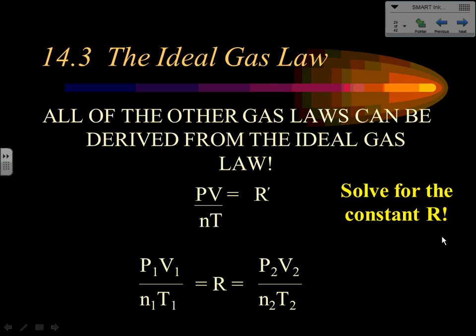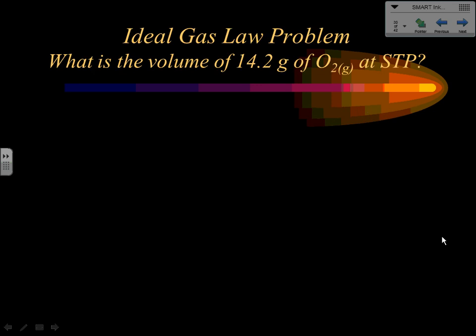If V and T are constant, we don't have a name for it, but I can guarantee P1 over N1 has to equal P2 over N2. We could call it Mr. Brown's law if we wanted. So that's how you can use the ideal gas law to derive all of the other equations that we've looked at in the chapter. Now, what does an ideal gas law problem look like?